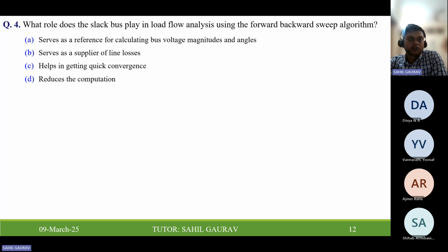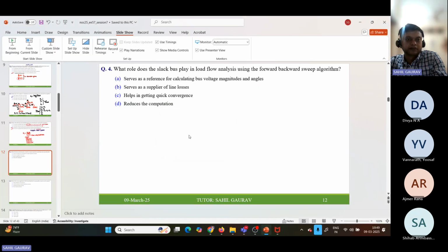Next problem is: which role does the slack bus play in load flow analysis using the forward backward sweep load flow algorithm? And it is again a multiple select question.